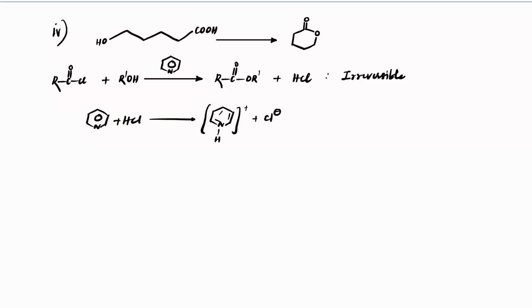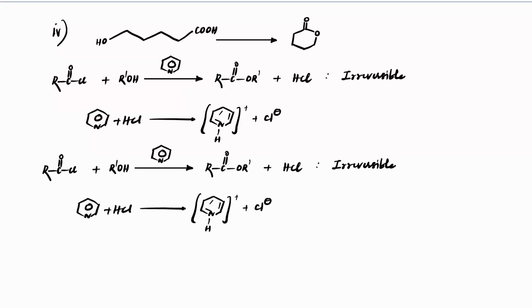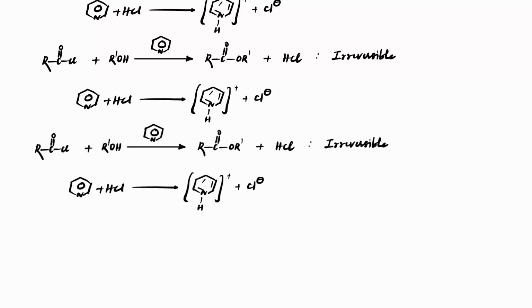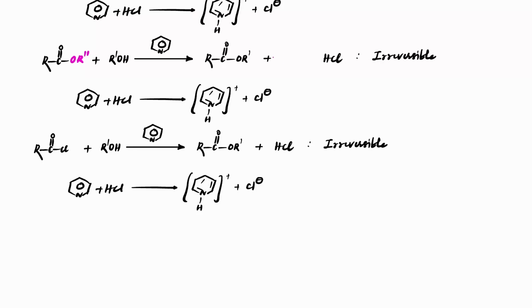So let me copy this 2 times here. In case you have OR dash here, OR double dash, then along with this we will also have one more product, which is R double dash OH plus.